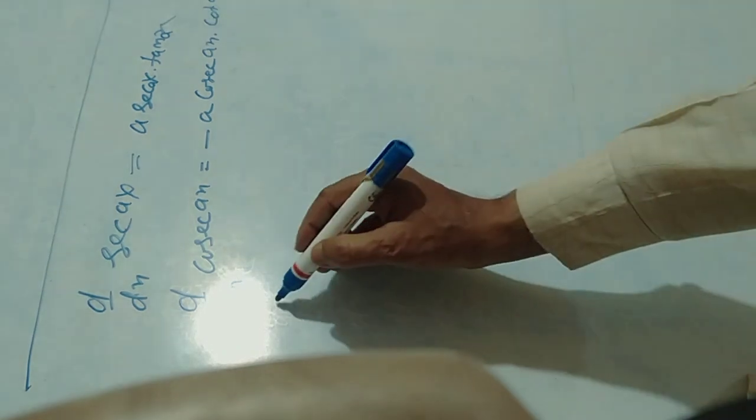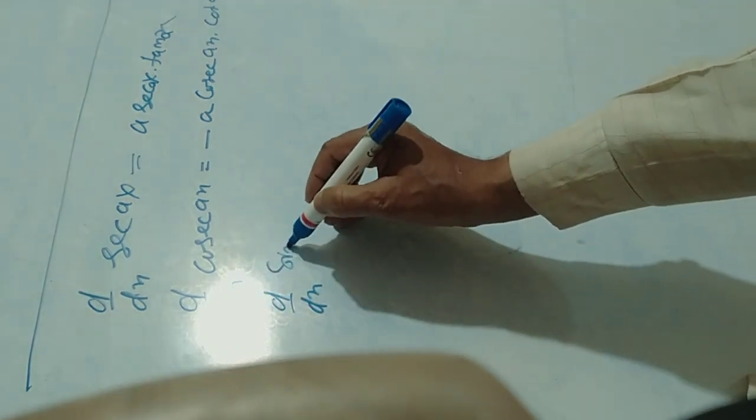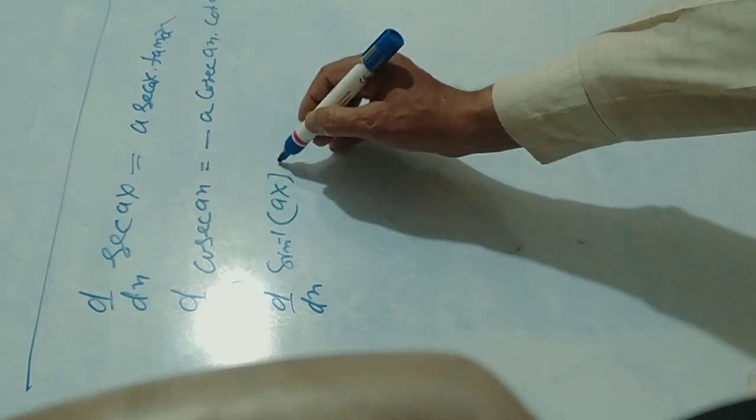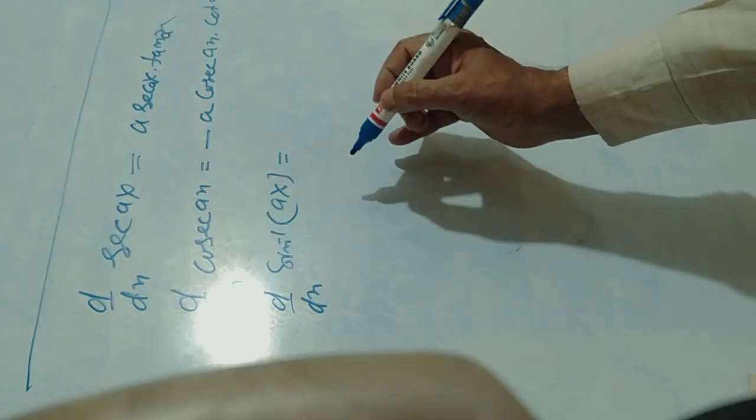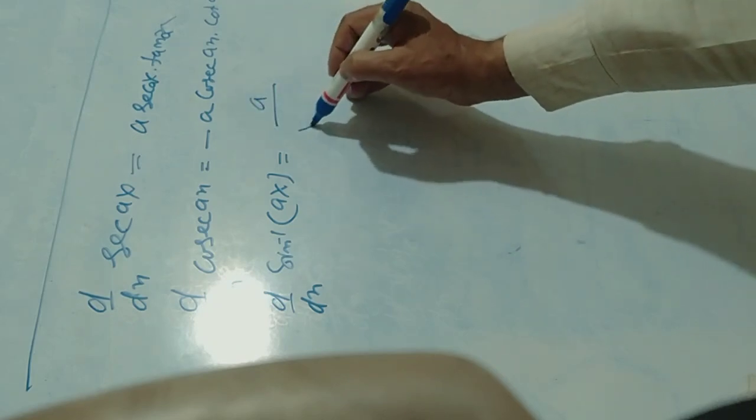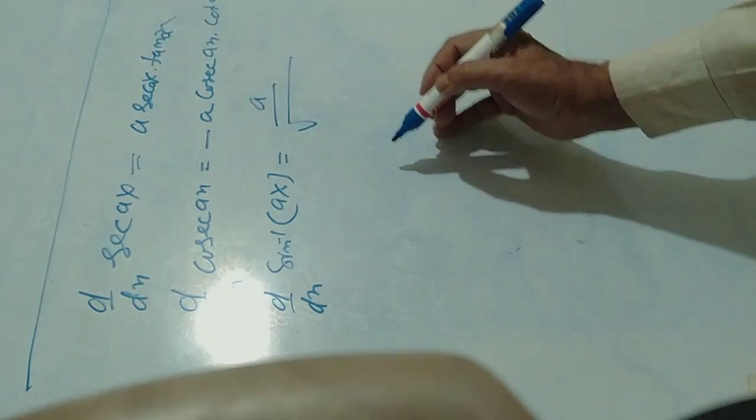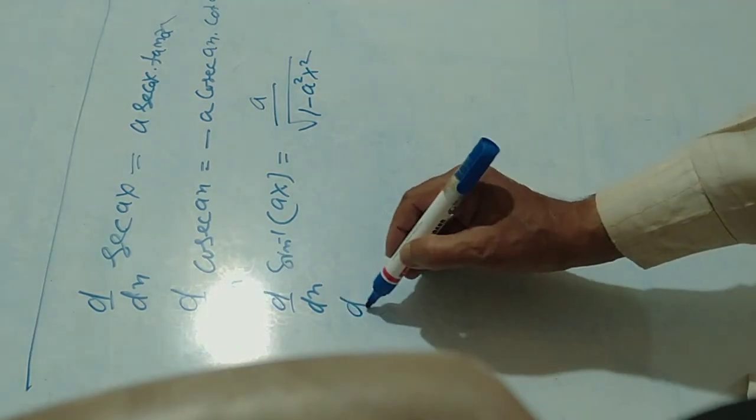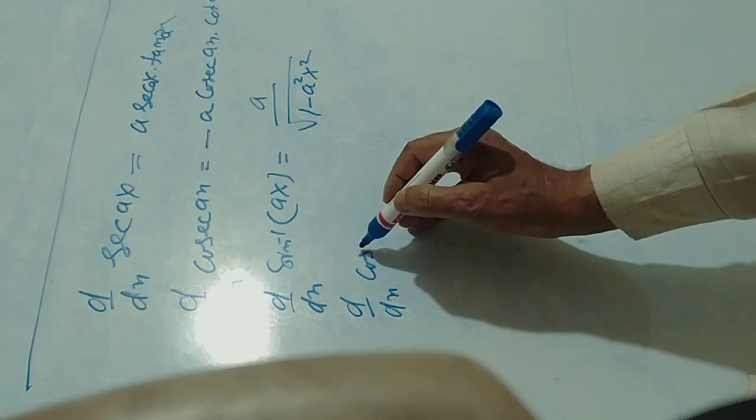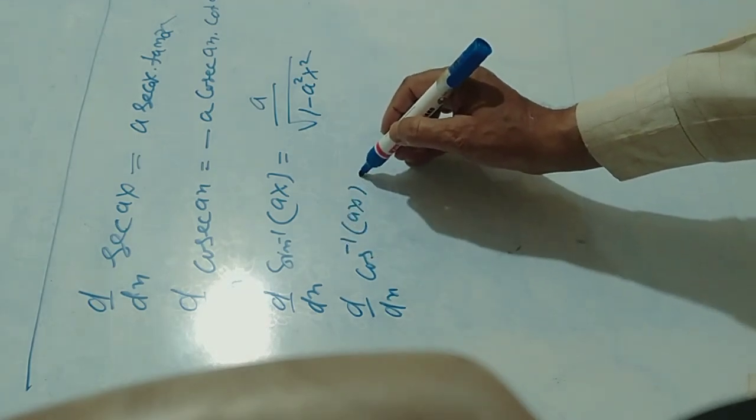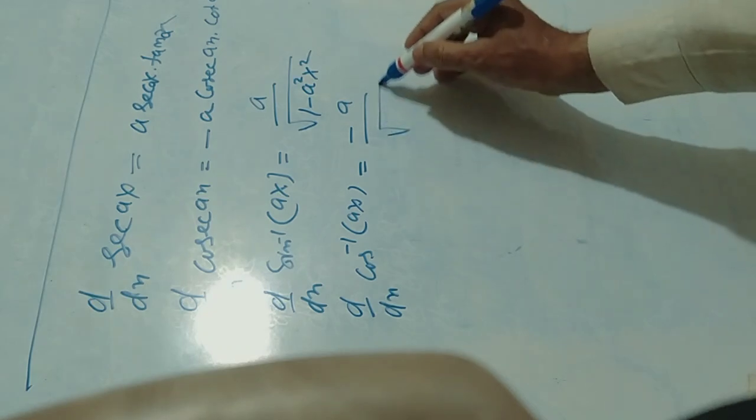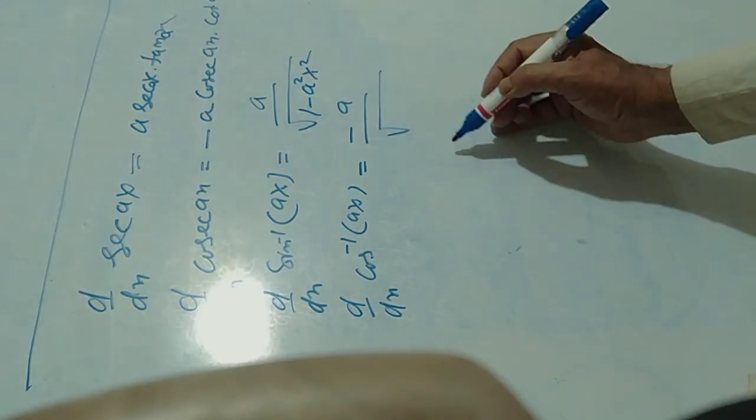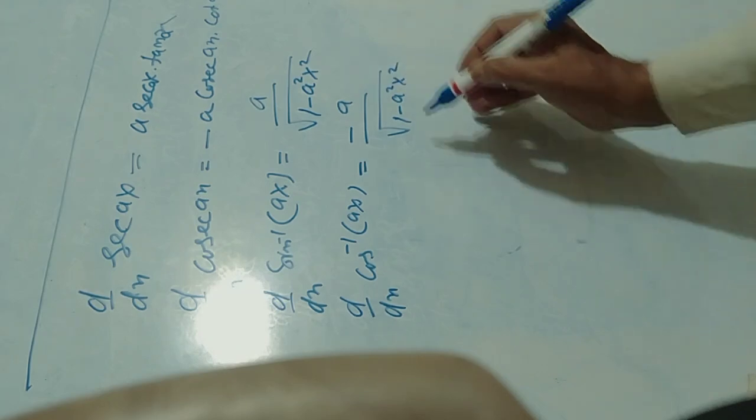d/dx of sin inverse ax is equal to a upon under root 1 minus a square x square. d/dx of cos inverse ax is equal to minus a upon under root 1 minus a square x square.